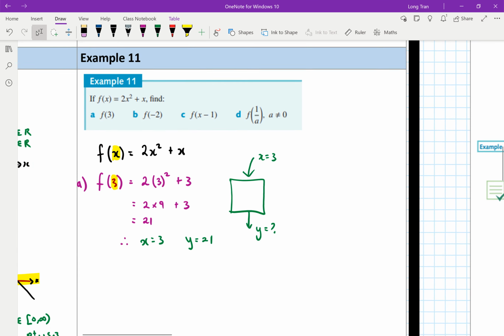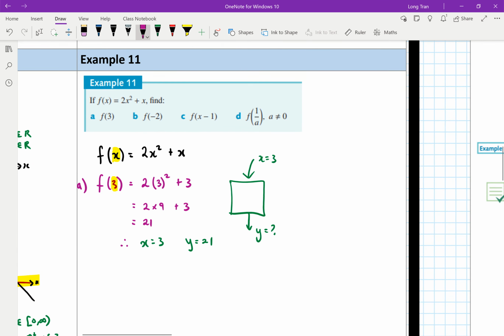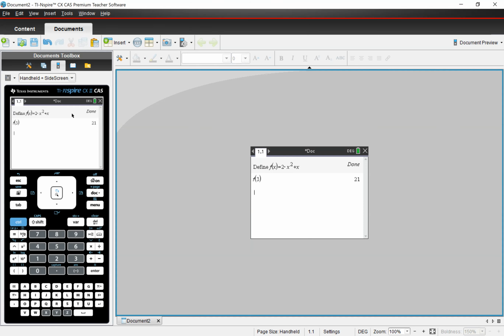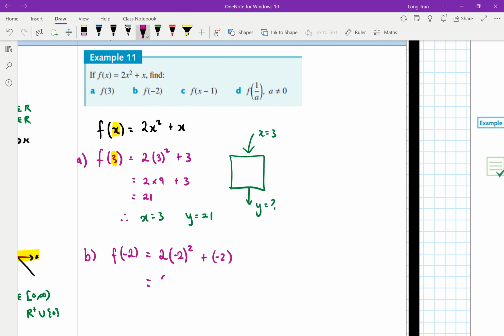It's the same idea. Part b is the same thing where you're doing f of negative 2. It just means I'm going to sub negative 2 into where x is. So it becomes 2 times negative 2 squared plus negative 2. On my calculator here, f bracket negative 2, and it gives me 6. So I know the answer is 6 there. And you can do the same thing.